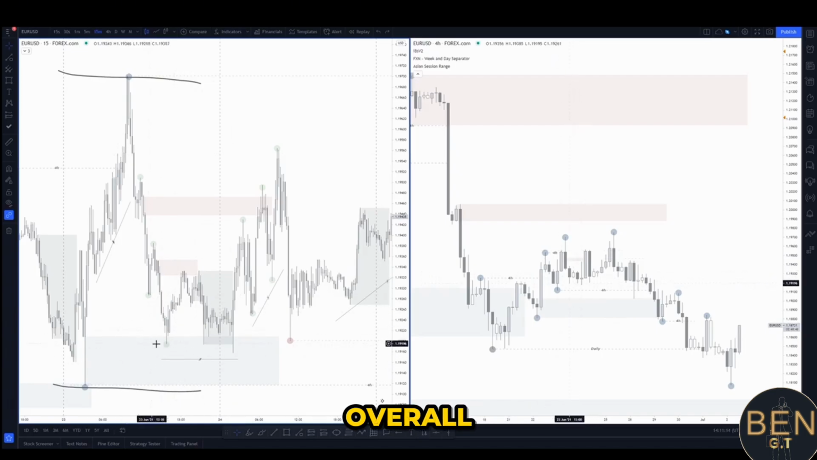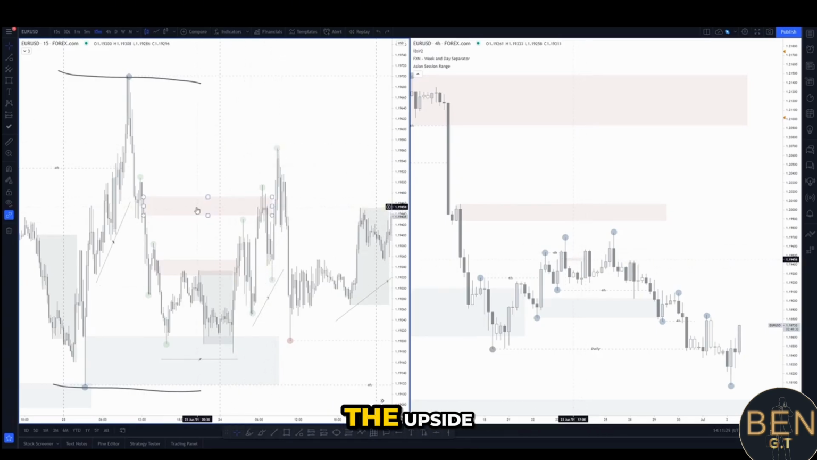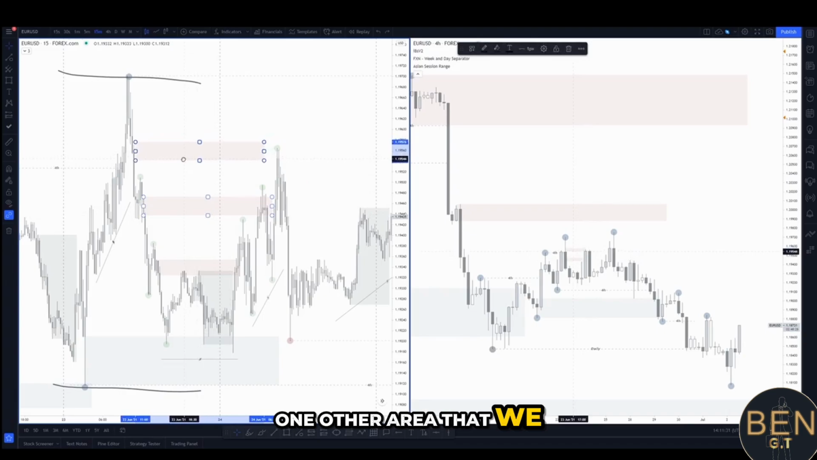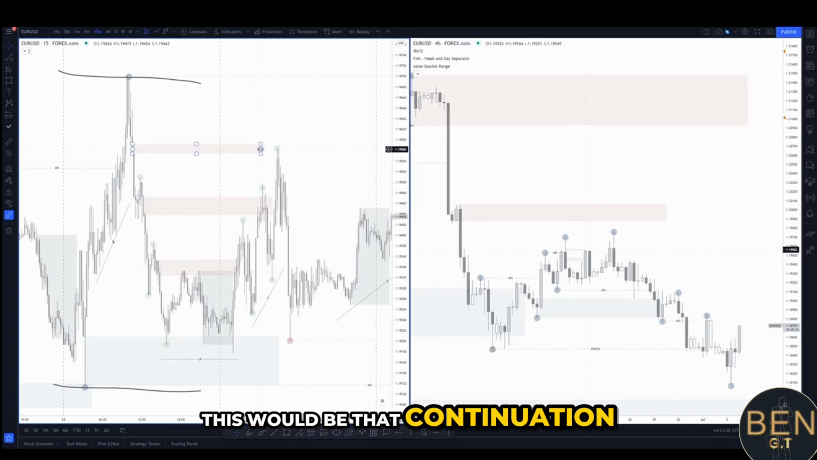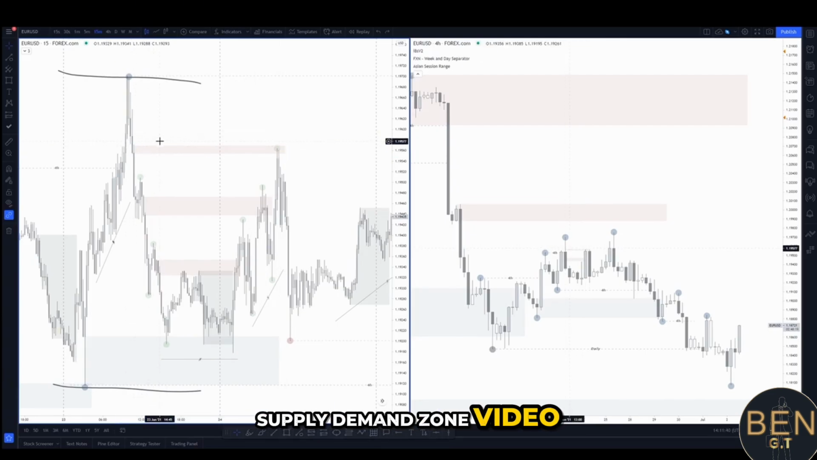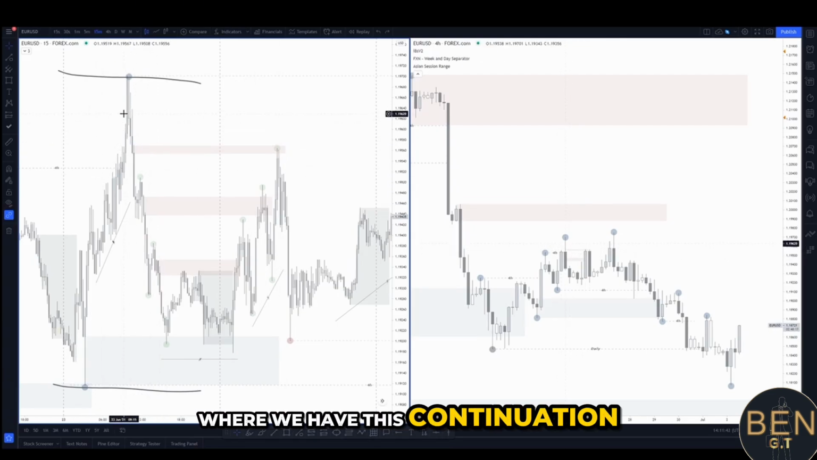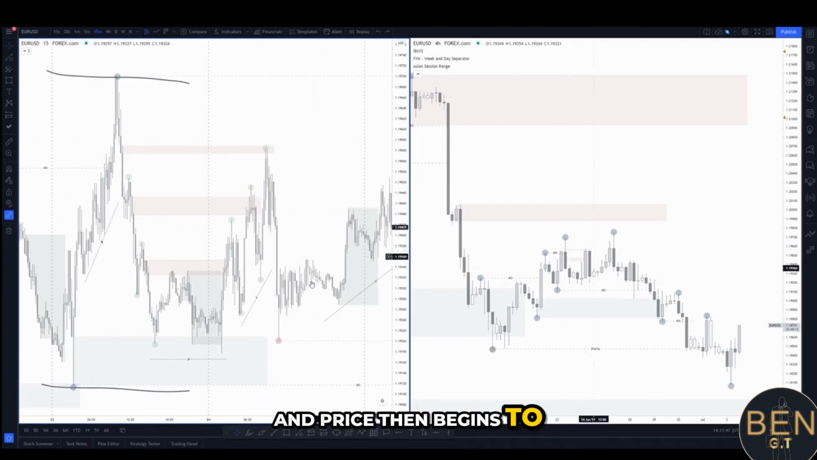So overall, this demand zone is holding price. We can see that this supply zone ends up failing, and then we can look at the next supply zone, which is this inside bar. We get a slight reaction just prior, and at this point, price then continues moving to the upside. One other area that we could look at is within this wick. This would be that continuation pattern, again, spoken about in the fourth supply and demand zone video, where we have this continuation supply zone. We get a strong reaction and price then begins to move to the downside.